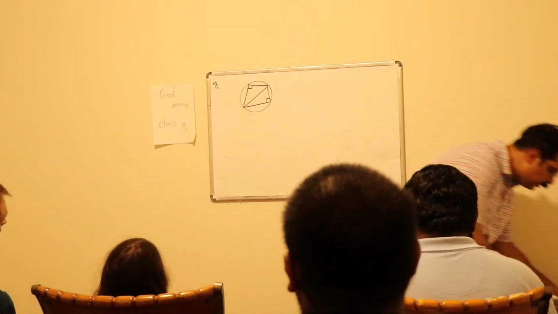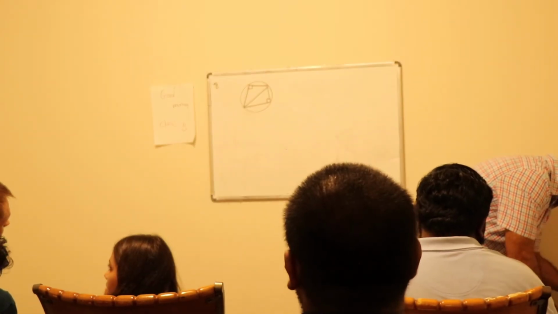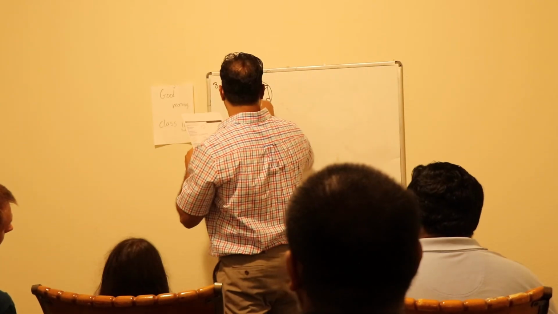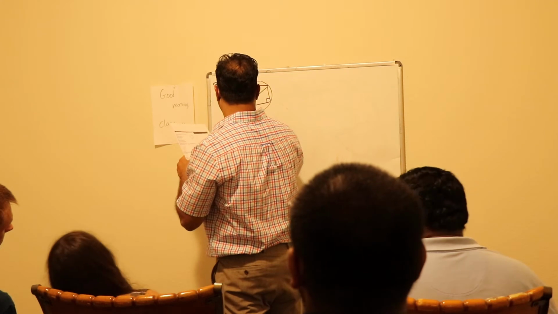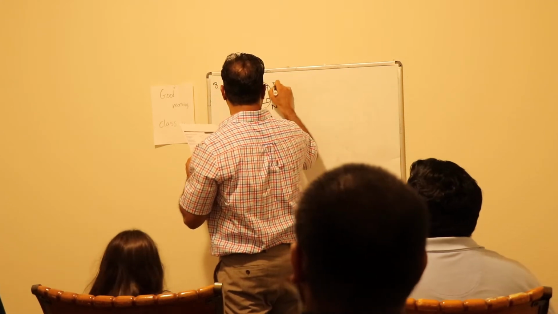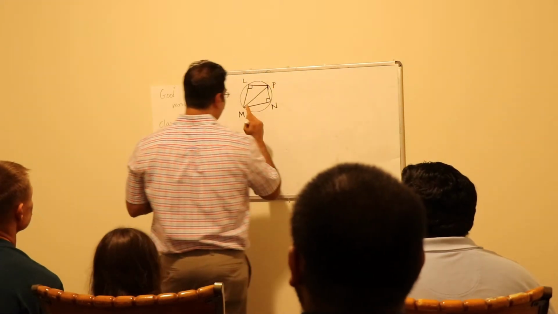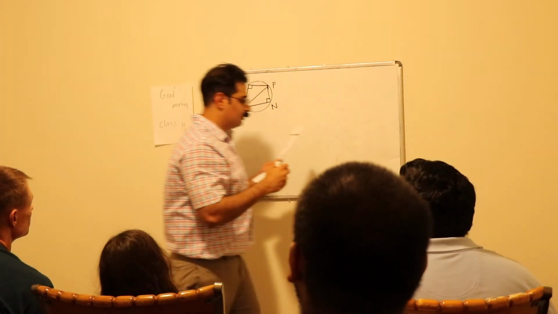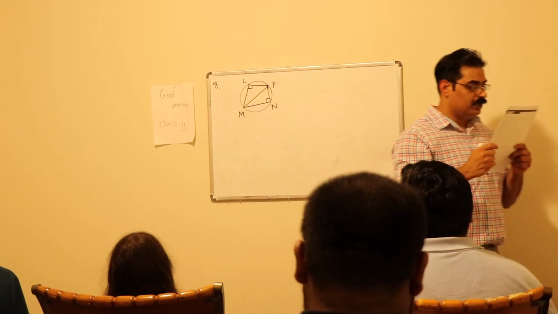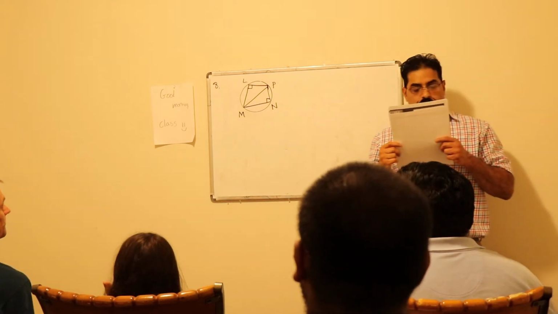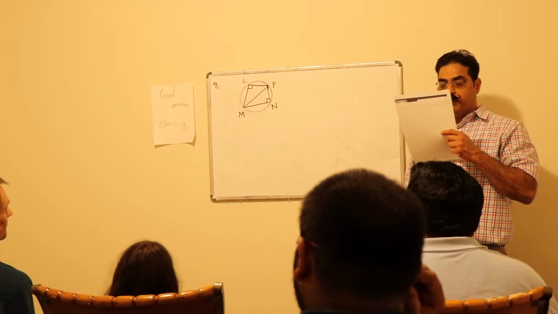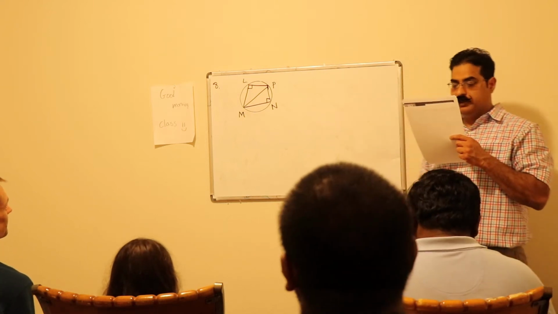Okay, so the rest of it is, they're labeling it L, M, N, P. Now notice in this case, they're labeling it correctly. L, M, N, P. So LMNP is a quadrilateral inscribed in a circle. Measure of L is equal to measure of N.